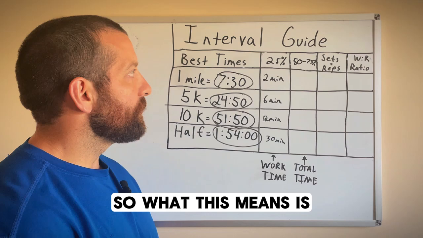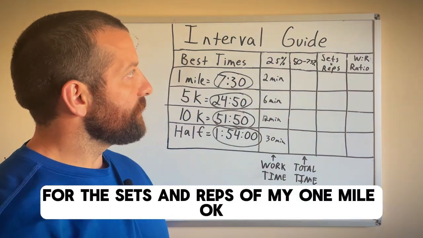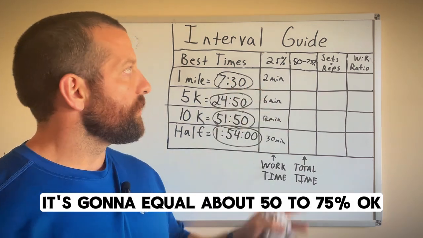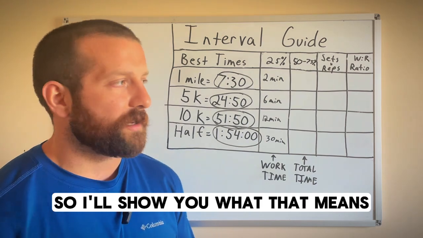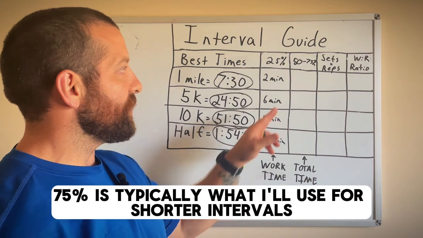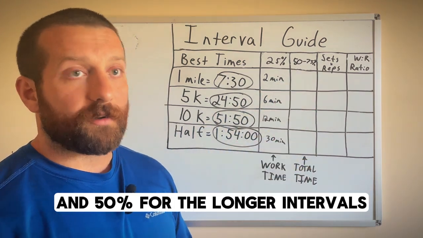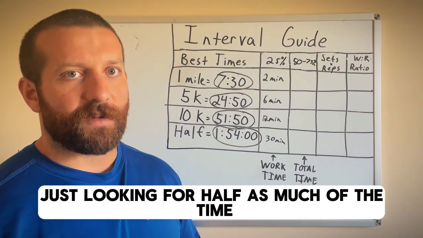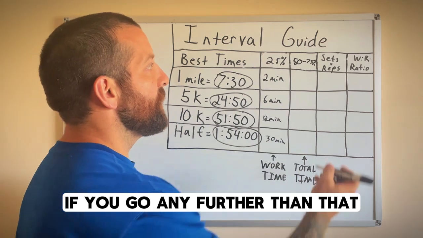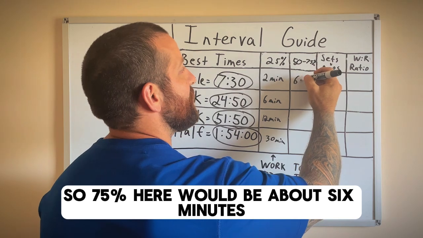Okay, so what this means is for the sets and reps of my 1 mile, it's going to equal about 50 to 75%. So I'll show you what that means. 75% is typically what I'll use for shorter intervals and 50% for the longer intervals, just looking for half as much of the time to exhaustion because they get pretty long if you go any further than that. So 75% here would be about 6 minutes.